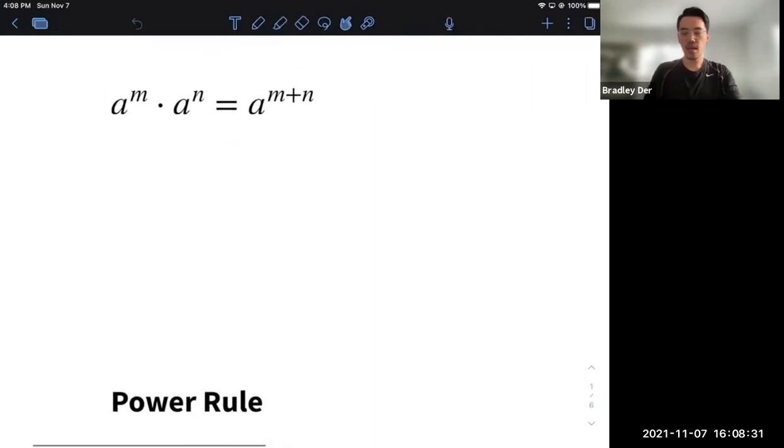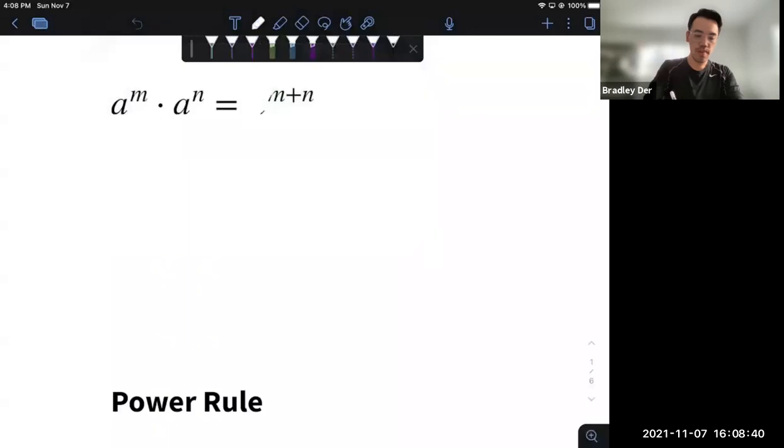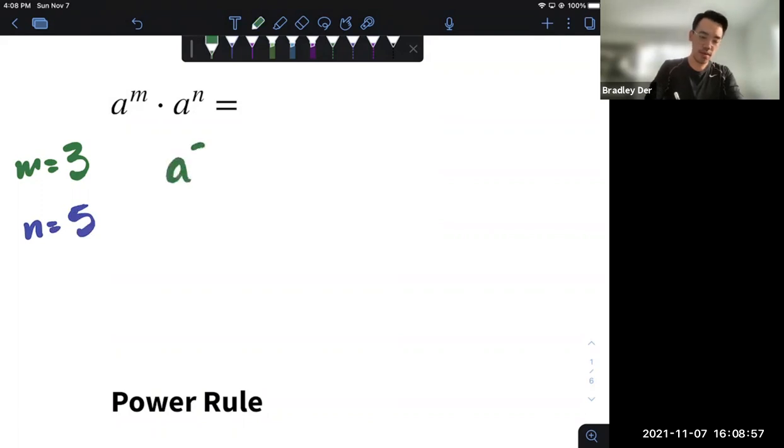You may have seen this exponent rule before. If not, we can start it over from scratch and think about what happens if we have a to the m times a to the n. For this demonstration, let's say that m is equal to 3 and n is equal to 5. In this case, a to the m would be a to the third, and a to the n would be a to the fifth.